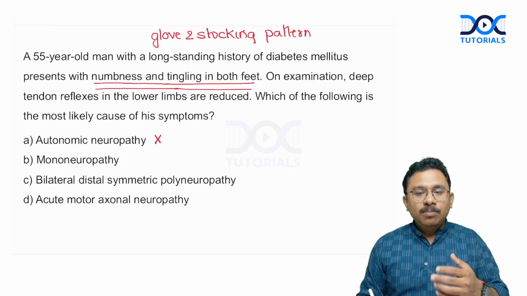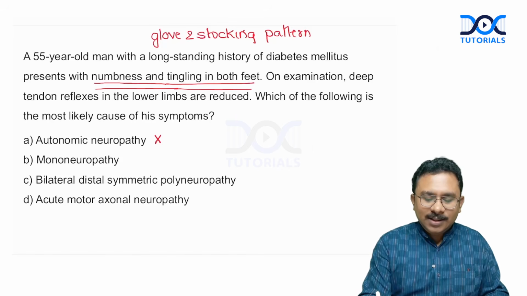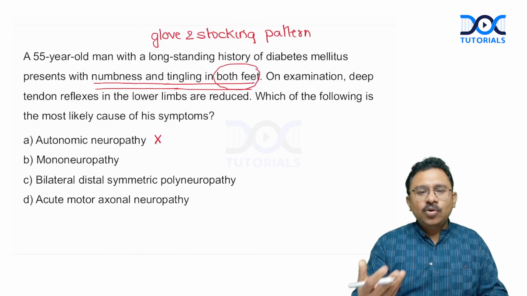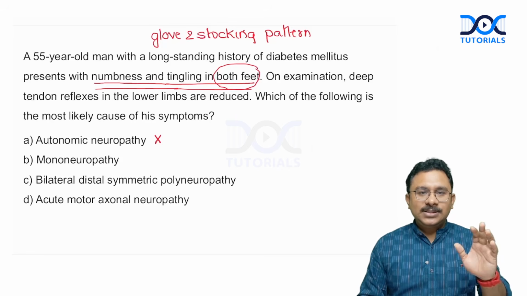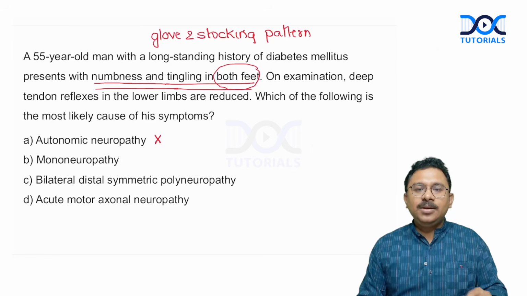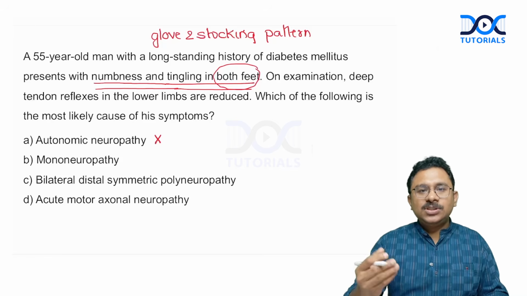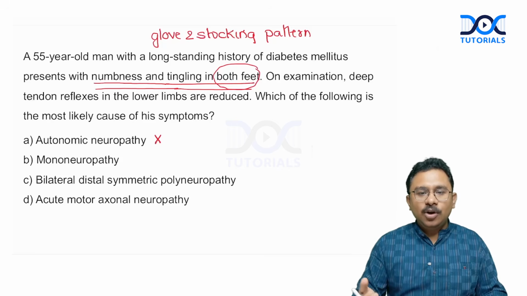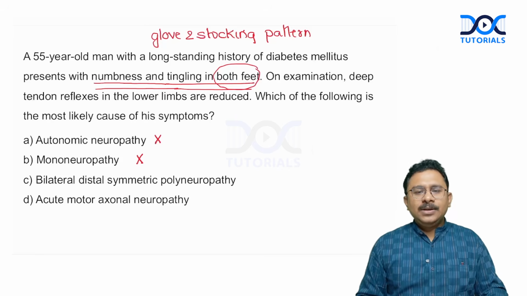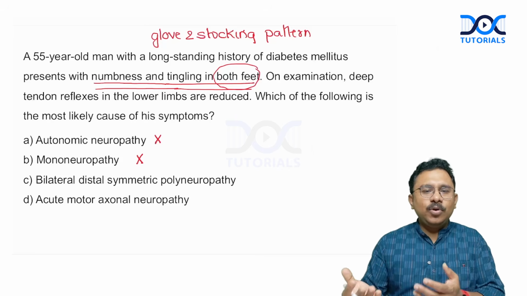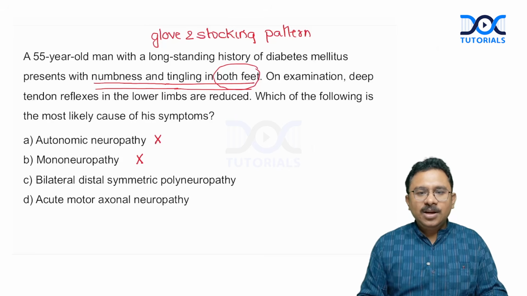The next option being mononeuropathy. You can very well see that the manifestations have happened in both the feet and probably symmetrically in a glove and stocking pattern. And the reason for this glove and stocking pattern is something that I have taught you in my lectures. What is it called? Length dependent neuropathy, with the longest axons being affected first, which is why the lower limb is affected first. So it is not going to be a mononeuropathy. Okay, so diabetes mellitus can produce mononeuropathy, but that is not what we are seeing in the question here.